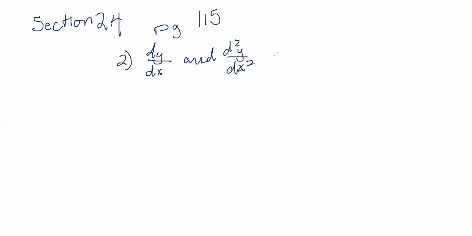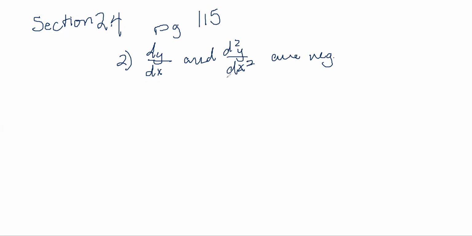This is page 115, and we're going to be doing problem 2. At one of the labeled points on the graph, both dy/dx and d2y/dx squared are negative. So this is the first derivative and the second derivative, dy/dx and d2y/dx squared, are negative. How would you guys solve this problem?